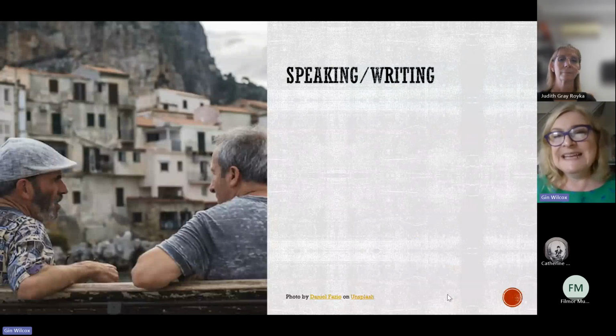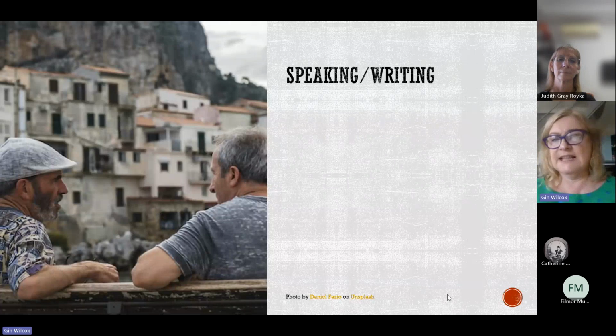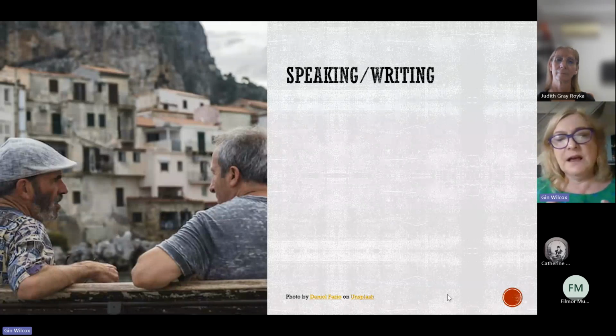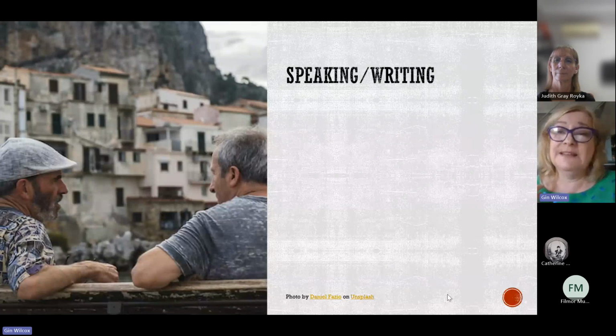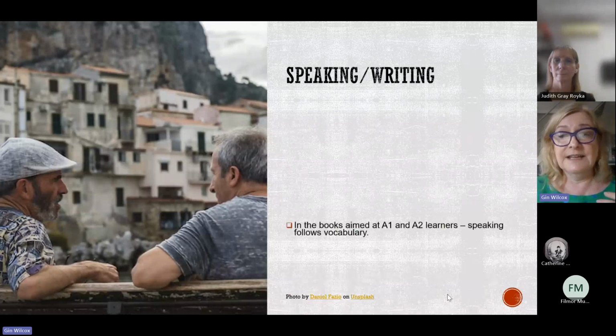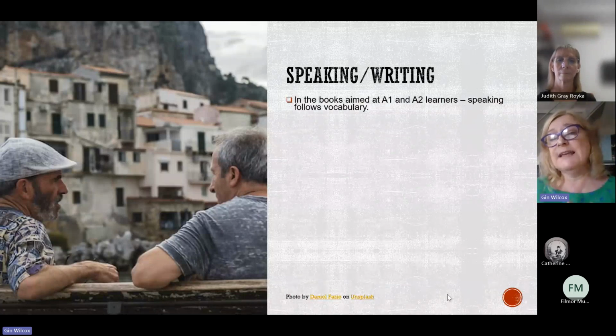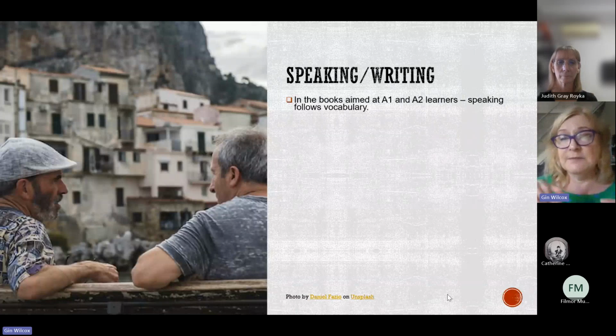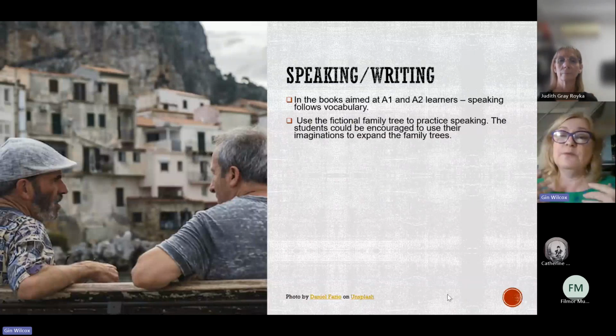Oh, yeah, it will. Okay, so speaking and writing, the productive skills, tend to have the same kind of lessons. One of them, they'll be speaking their ideas, and another one, they'll be writing the ideas down. So in books aimed at A1 and A2 learners, so beginners and elementary, speaking usually follows the vocabulary that they've learned, and they will be asked to use their family tree to explain it to their partner.